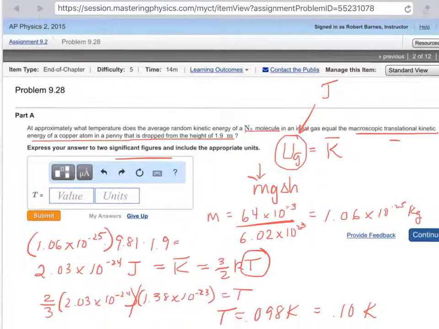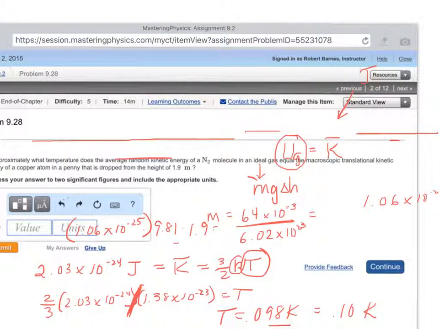Okay, you might have noticed that I made a little mistake there. I shouldn't have multiplied by the 1.38 times 10 to the negative 23rd k. I should be dividing by k on both sides. So I'm dividing by k, and I got 0.098 kelvins, or 0.10 kelvins. Let me see if I can type that in here. I'm not sure I can. Let me activate my window. I think I lost my connection on that web page, but the correct answer is 0.1 kelvins.